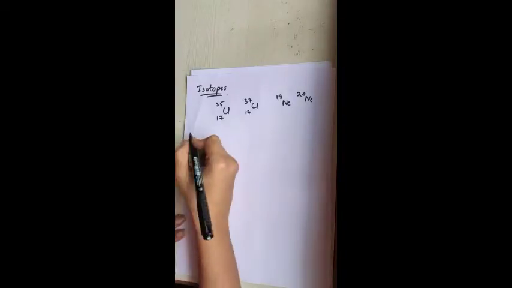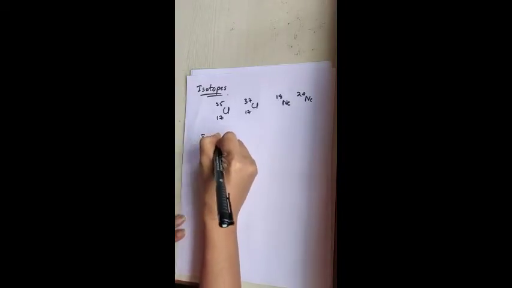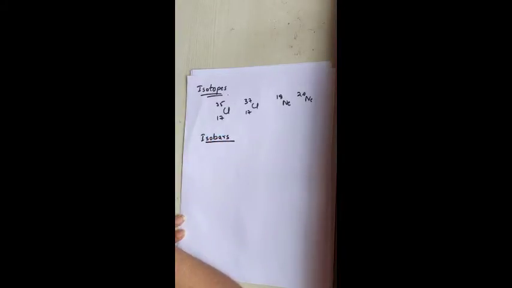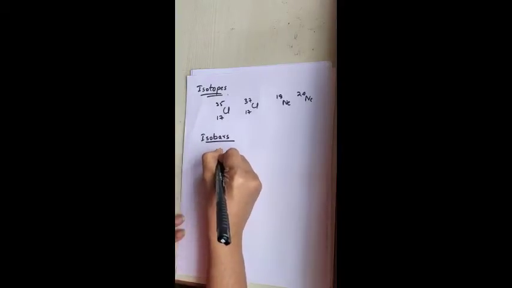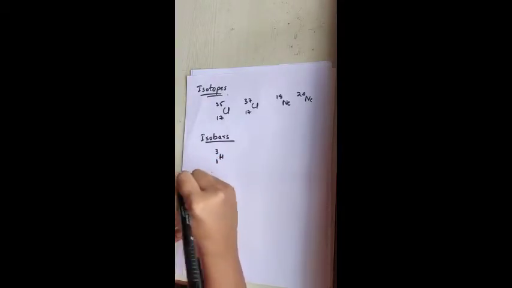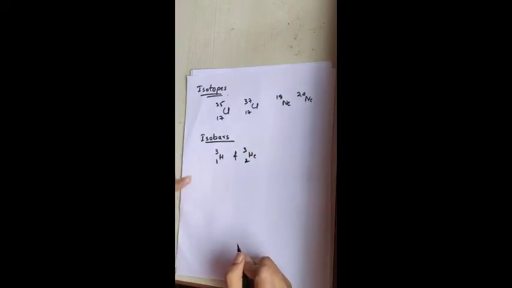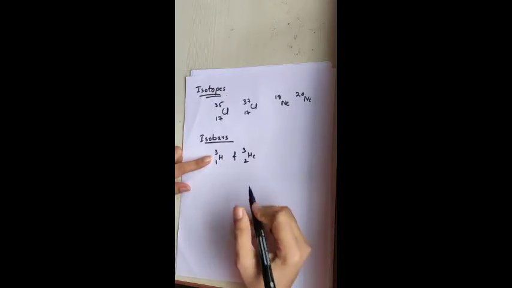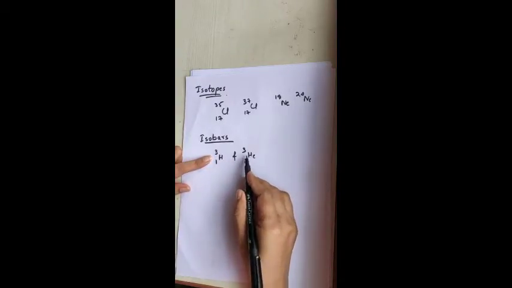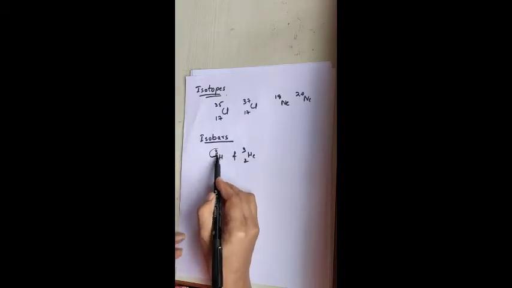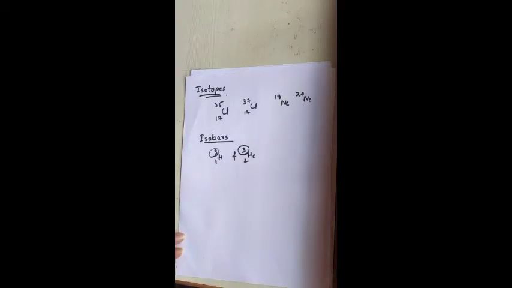Okay, next isobars. What are these isobars? Isobars are the atoms having same mass numbers. For the example of same mass number, I can give 3H1 and 3He2. Here this is an isotope of hydrogen, that is tritium, and this is an isotope of helium, 3He2. So these are the atoms having same mass number. They are called isobars.